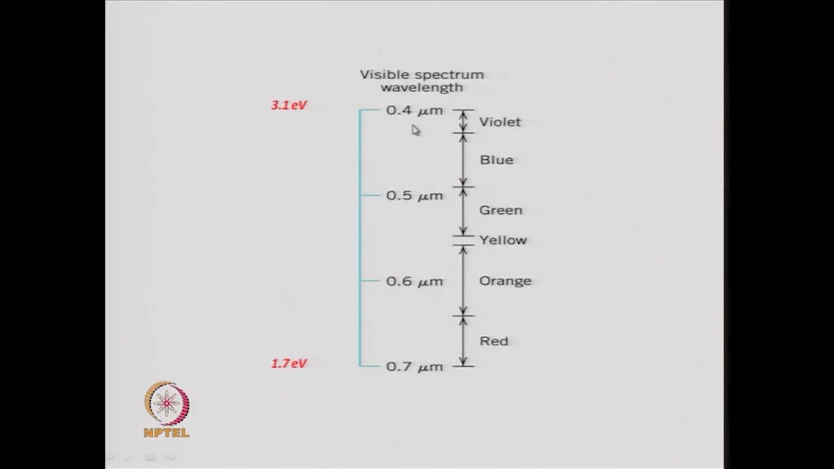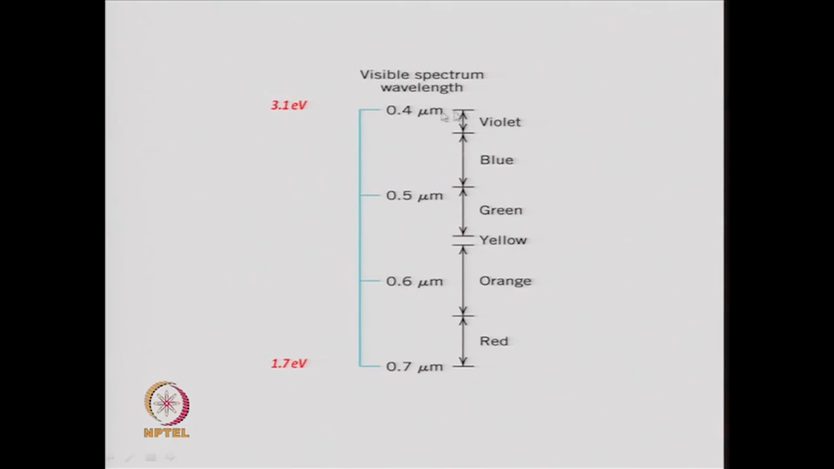So, different wavelengths give you different colors, and the wavelength range for the visible region of the spectrum is from around 400 to around 700 nanometers, which is 0.4 to 0.7 micron, and the corresponding energy is from 3.1 electron volts to 1.7 electron volts. So, if the band gap is 1.7 electron volt, the color you may see is red, or it might have gone into a lower color, which is the near infrared.